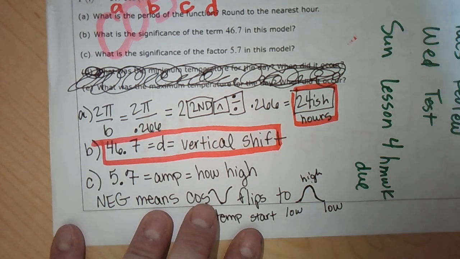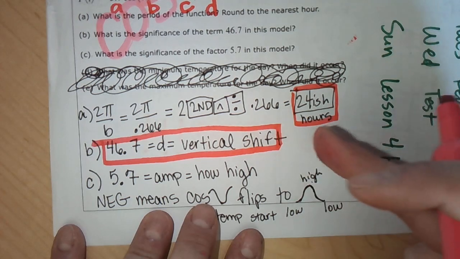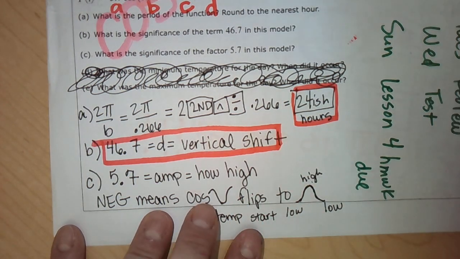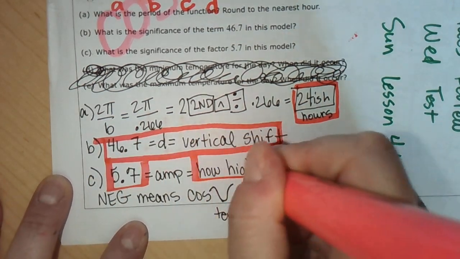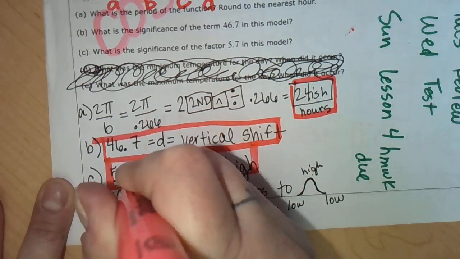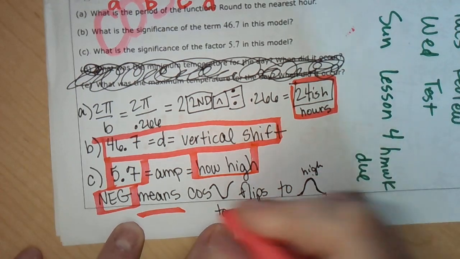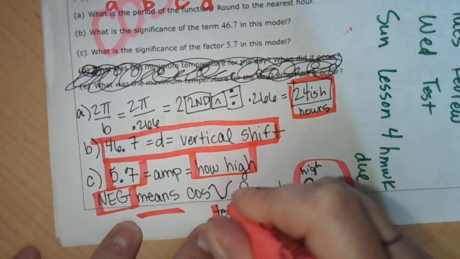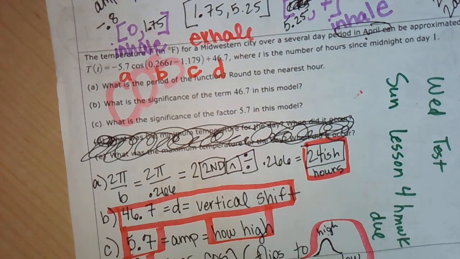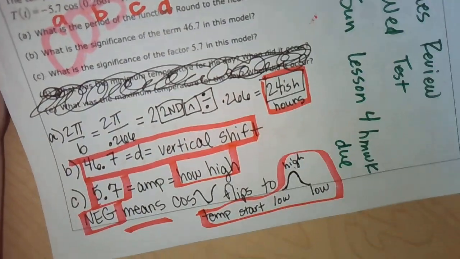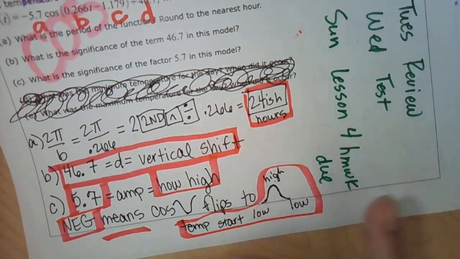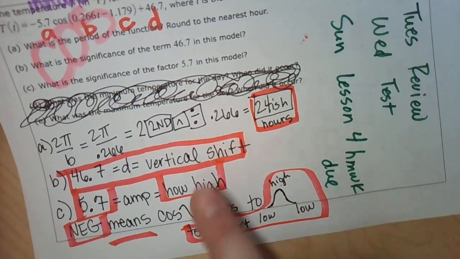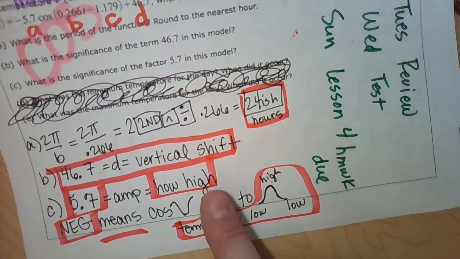Yeah. Okay, so part A, the answer was 24. Part B, 46.7, vertical shift. Part C, 5.7 is how high, and the negative means the temperature starts low, goes high, then goes low again. Okay, remember that these are bonuses, so if you can't get B, but you know a little bit about C, do it.